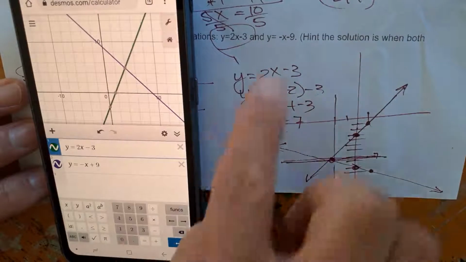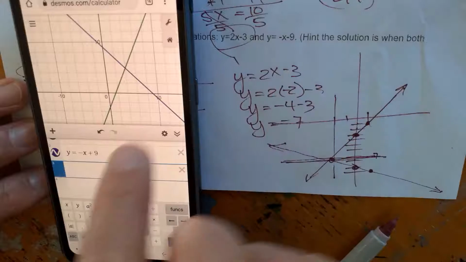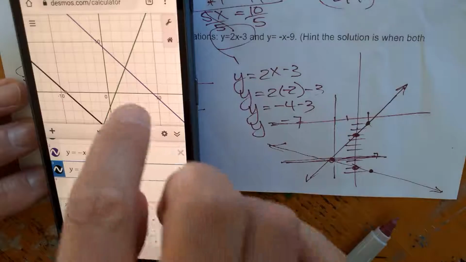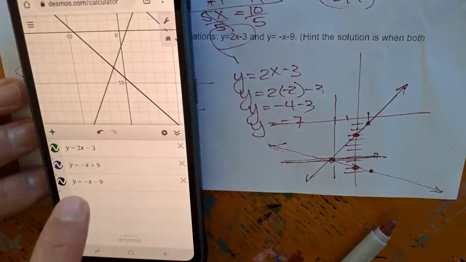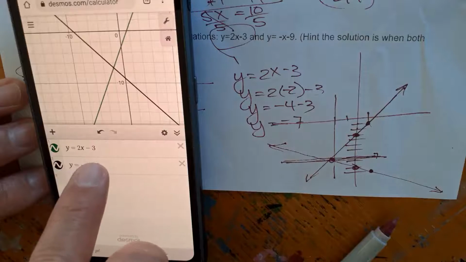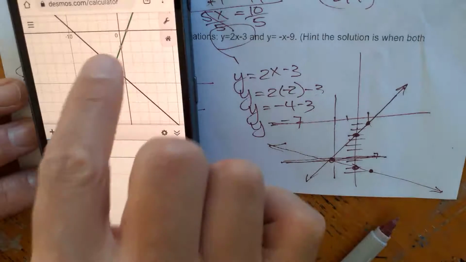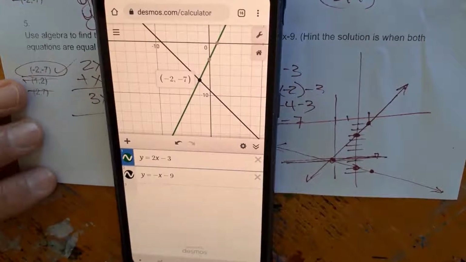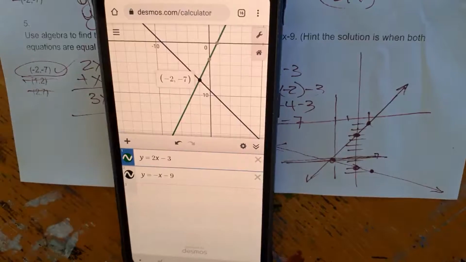All right, negative x minus 9. Whoops. Y equals negative x minus 9. There we go. Okay, why do I have 2? Get rid of this. There we go. So 2x minus 3, good. Double tap here. Negative 2, negative 7. Check. Okay? So my hand graphing didn't do so good. I couldn't prove it, but I can go to Desmos and prove it.